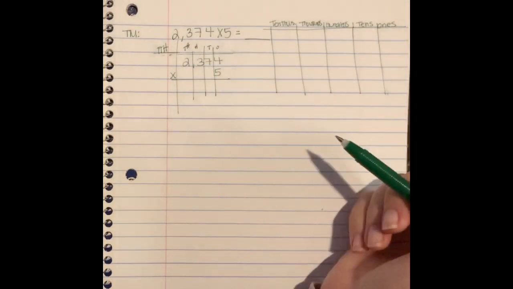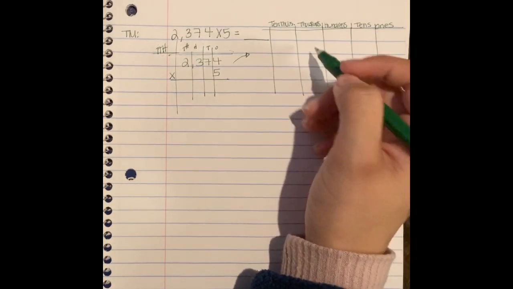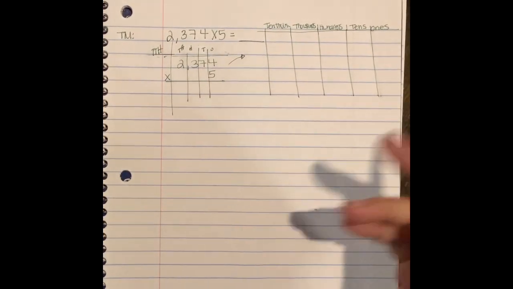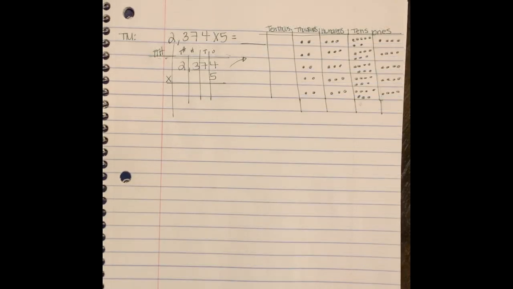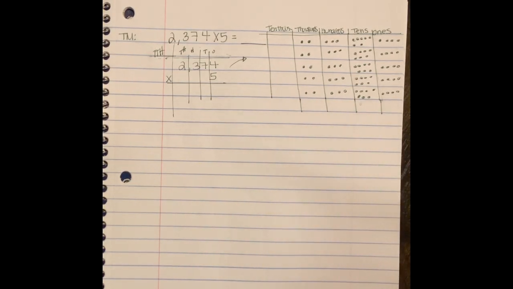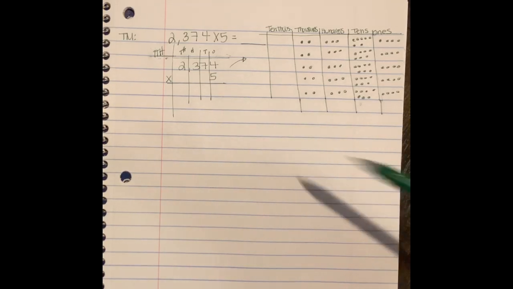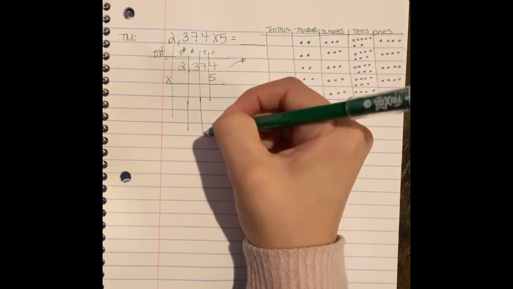Awesome. Now, since we are multiplying 2,374 times 5, I'm going to represent 2,374 5 times in my place value chart. I'm just going to fast forward to that so we save time. So now that I represented my 2,374 5 times, I can go ahead and start my multiplication. Whatever I do in my place value disks should represent my partial product.